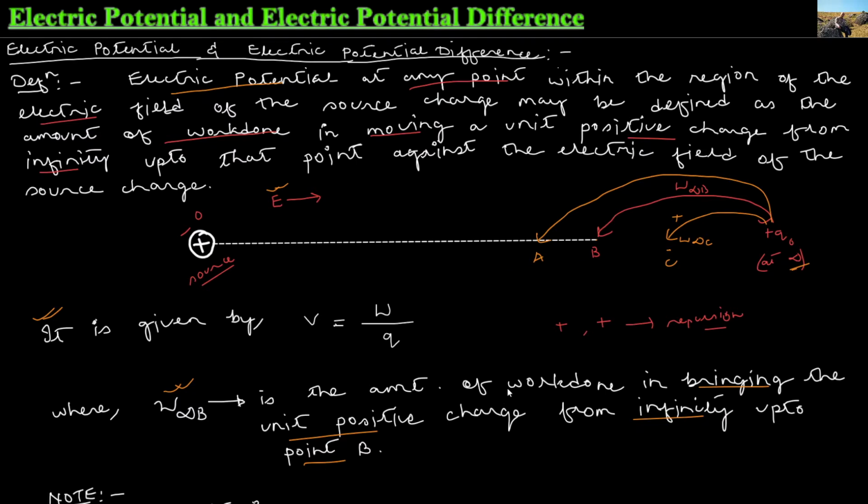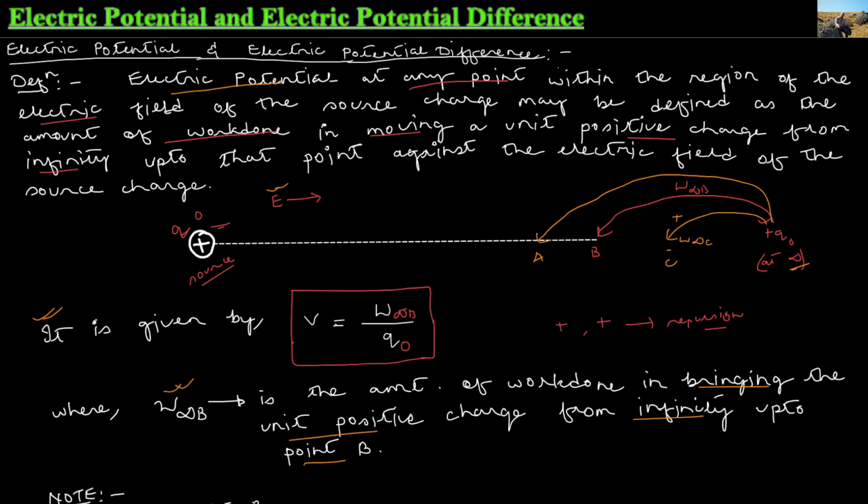In general, we write W divided by Q, but in this case you have to be very specific. You are doing the amount of work moving the charge from infinity up to point B, and we are bringing that charge Q0 against the electric field produced by this charge Q. So this is the working formula for the electric potential due to the source charge. We are finding the electric potential due to the source charge.